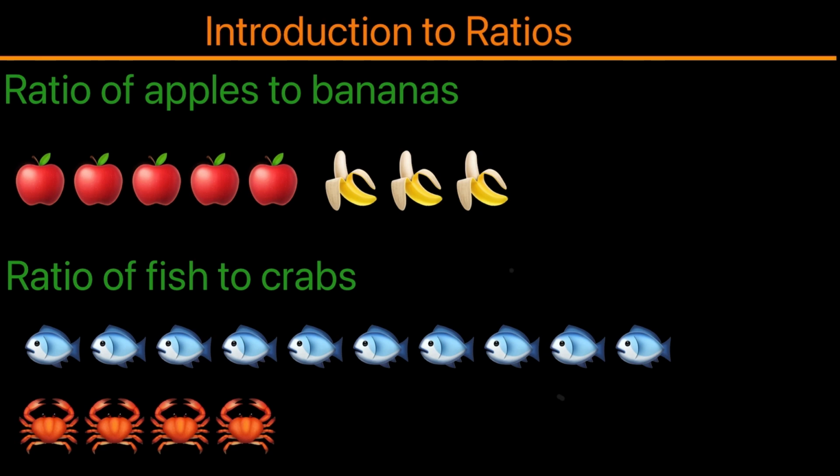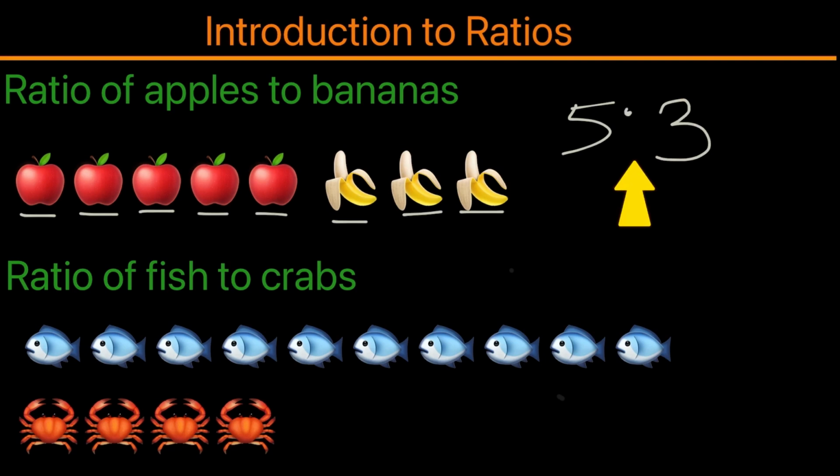What we would do is first count how many apples there were. 1, 2, 3, 4, 5. So we have 5 apples. And bananas, we have 3. For ratios, we put the colon in between, and that is the answer, 5 to 3.